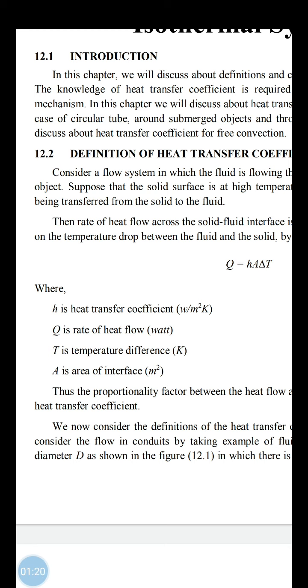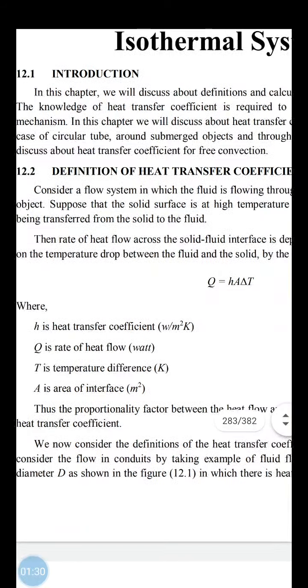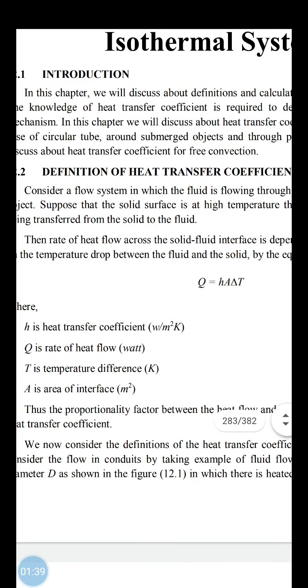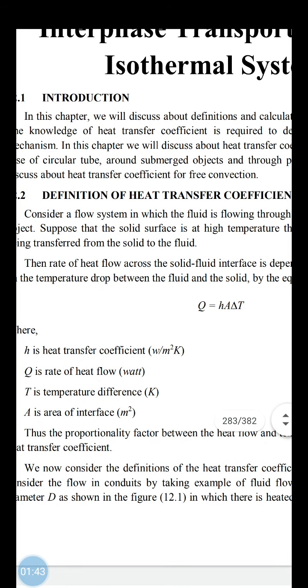So how is it defined? Heat transfer coefficient is defined in many different ways. With the help of the equation we can define Q is equal to HA delta T, where this H is nothing but a proportionality factor between the heat flow and the temperature difference, and this proportionality factor is called the heat transport coefficient.